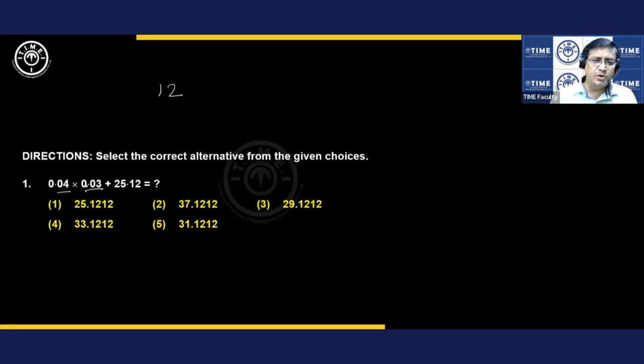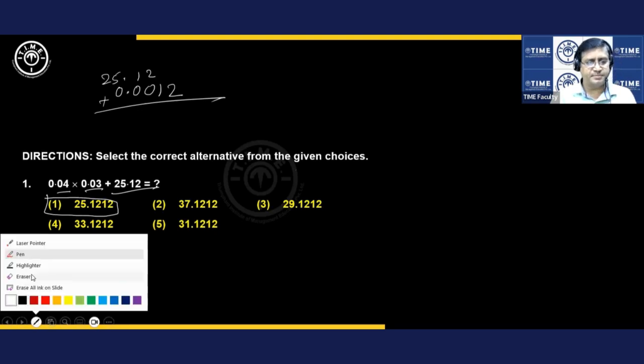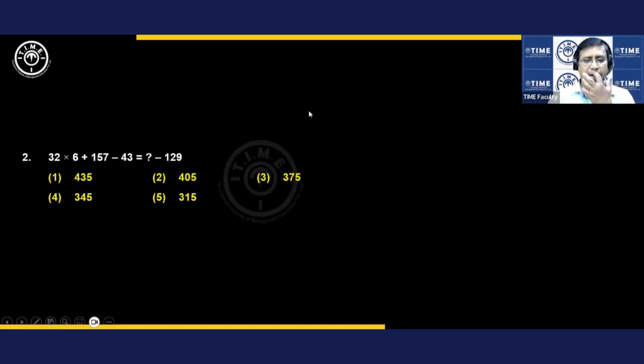Now observe the decimals. How many places we need to maintain? 2 plus 2, 4. Already 12 means 2 places are there, 2 more places. So this is the product of 0.04 into 0.03. Just add 25.12. Now what is the sum of these two numbers? It is 25.1212. Right choice, option number 1. First choice is the right answer. Hope I am clear. Now look at the second example.